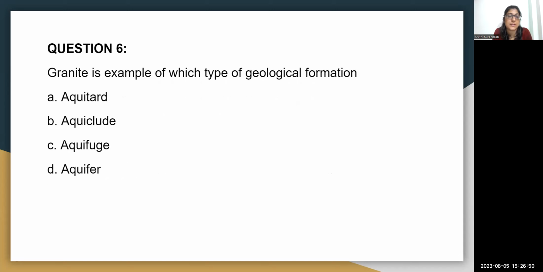Now moving on to the sixth question, which is again based on these four terms. What type of geological formation is a granite? Granite comes under what type of geological formation? Is it an aquifer? Is it an aquifuge? Is it an aquiclude? Or is it an aquitard? We can think about the granite rock, the granite sample. We use granite in house constructions. You can think about what happens if you pour water on it, and then maybe choose an option.